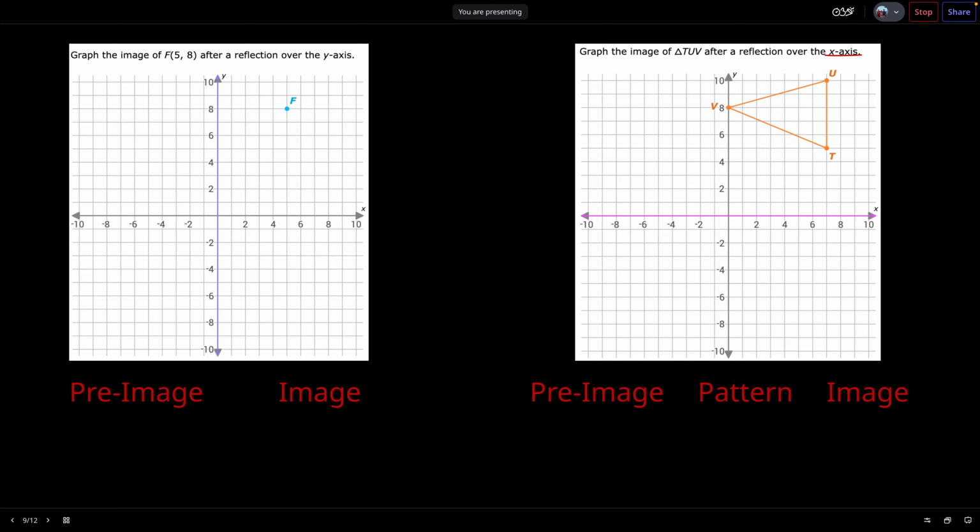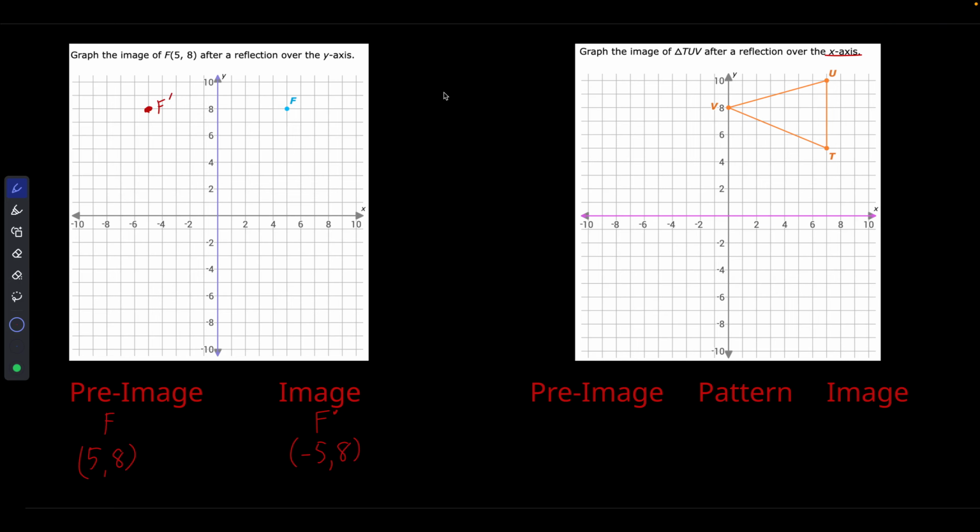Okay, now that you've had time to work these problems, let's check your solutions. Okay, for the first problem, you should have put f prime at -5, 8. Again, just switch the +5 to a -5. And for the second problem, here is the reflection. Here are the coordinates. Oops, and this should have been t prime, u prime, v prime.